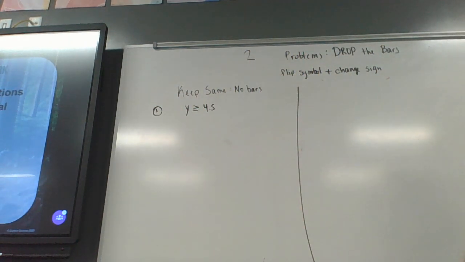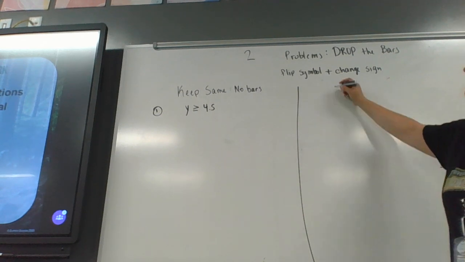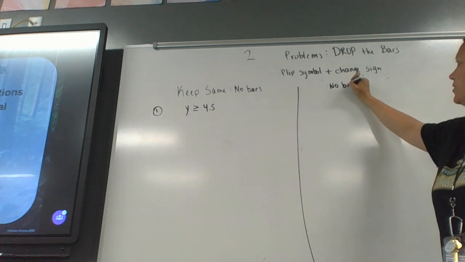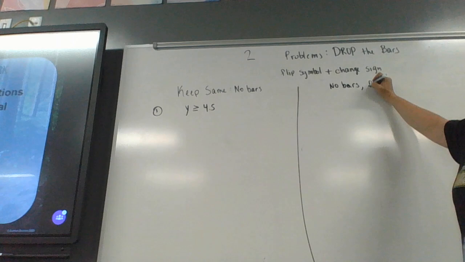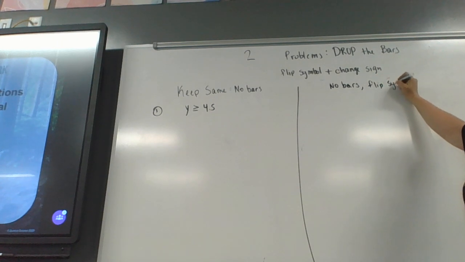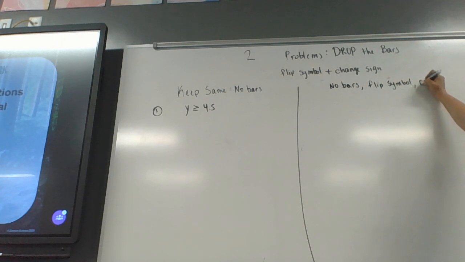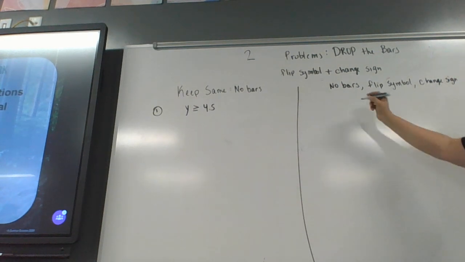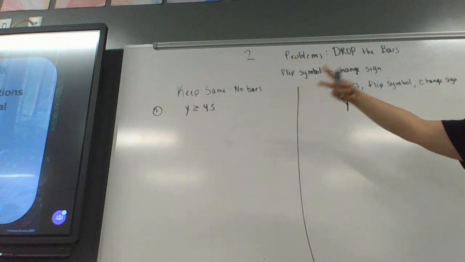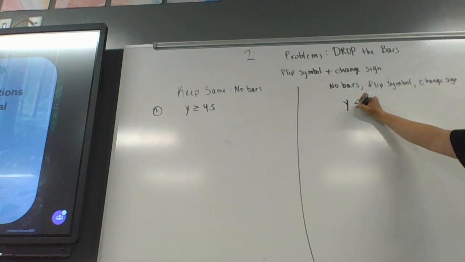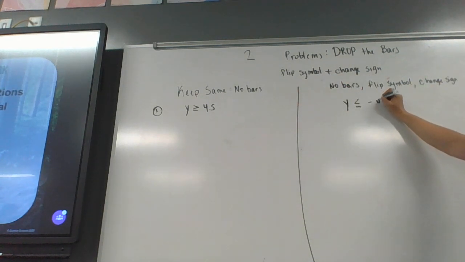The second time I solve it, I have no bars. I flip the symbol and I change the sign. So the second time, I'm going to write y. I'm switching the alligator mouth to open the other way, and I'm changing 4.5 to negative 4.5. Those are your two scenarios.